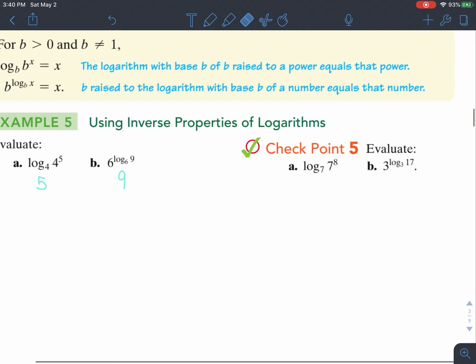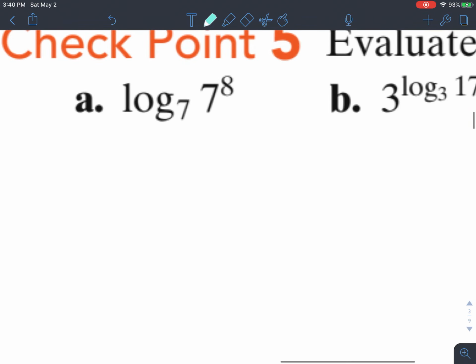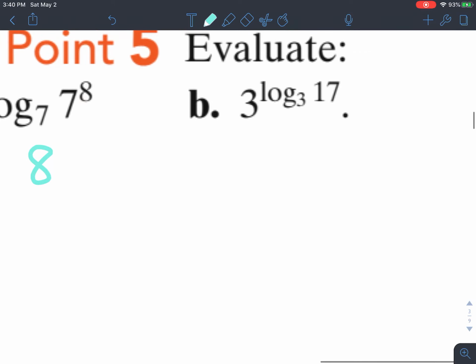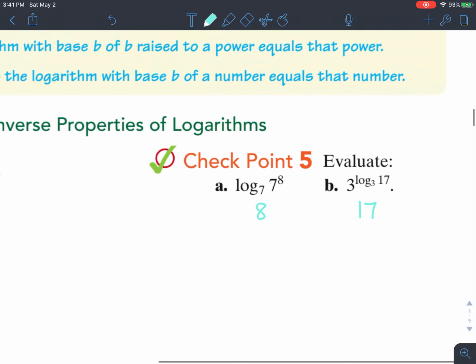So let's try these ones. Log base 7 of 7 to the 8, the log part goes away. We're just left with 8. 3 to the log base 3 of 17, the log part goes away, and we're just left with 17.